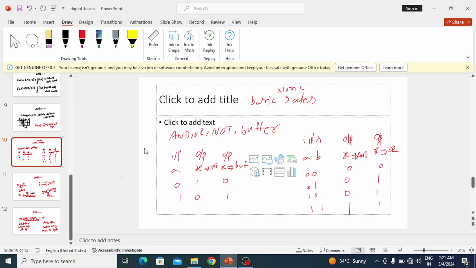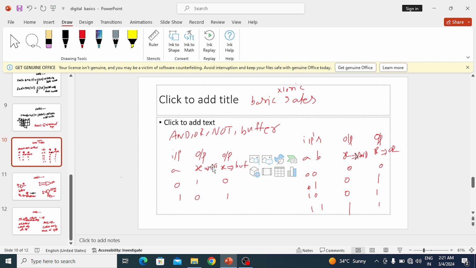In this lecture, we'll discuss basic logic gates. There are three basic logic gates: AND, OR, NOT. Of course, we can include the buffer gate also. Let us see the truth table of these gates.